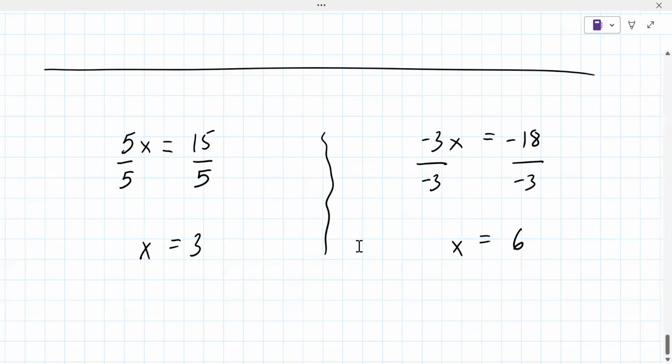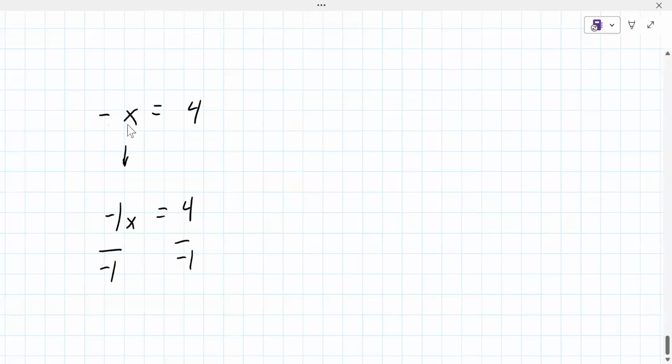Now there's a small little wrinkle here, which is, what if I write something like negative x equals 4? This negative in front of the x really means -1 times x equals 4. And you undo multiplication by -1 with division by -1. So the negative in front of the x is still a problem. It is not solved for x. You have to get it to just x equals -4 in this case.